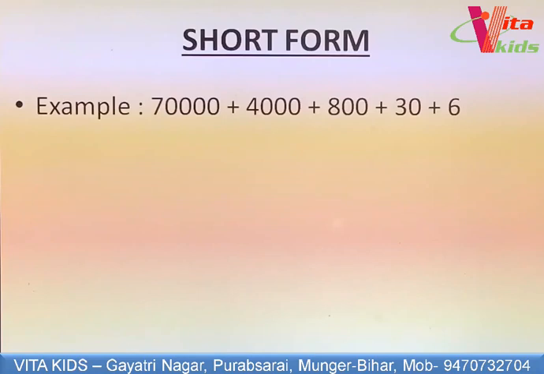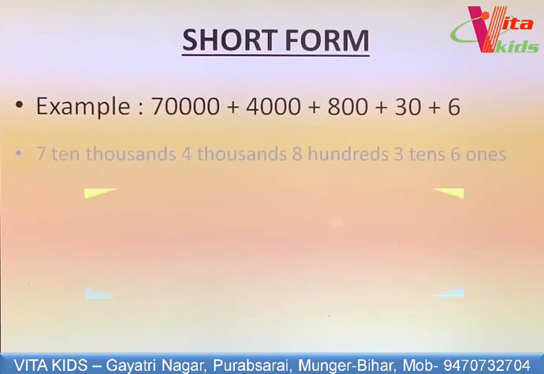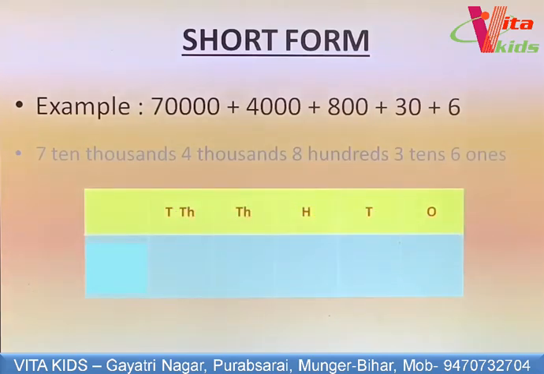Here the expanded form is given to us. We have to convert it back to a number. Now this is what? 70,000 plus 4,000 plus 800 plus 30 plus 6. In words we can write it like this: 7 10,000s, 4 1,000s, 8 hundreds, 3 tens, 6 ones. And when we put it in the place value chart, 6 at ones place, 3 at tens place, 8 at hundreds place, 4 at thousands place, 7 at 10,000s place. Now this will form the number as 74836.